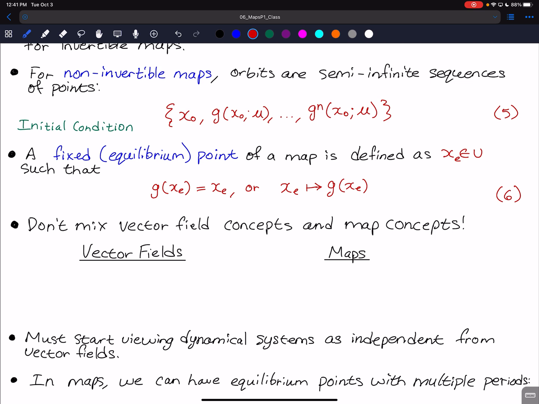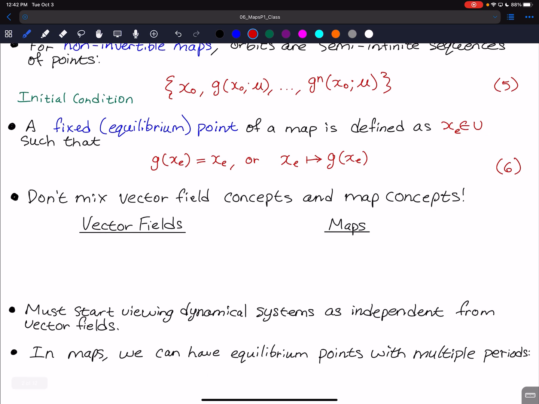Okay, so just so we can be clear, we don't want to mix concepts of equilibrium points or fixed points from vector fields with those of fixed points from maps. In fact, we don't want to mix concepts from vector fields with concepts from maps. These are separate, but they're still dynamical systems, just different types of dynamical systems.